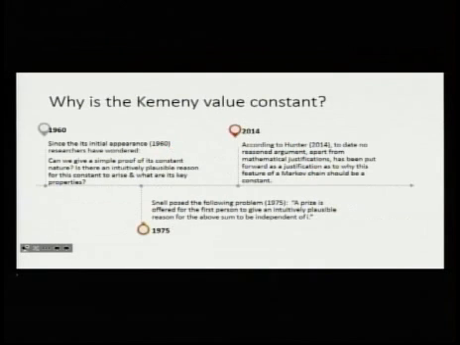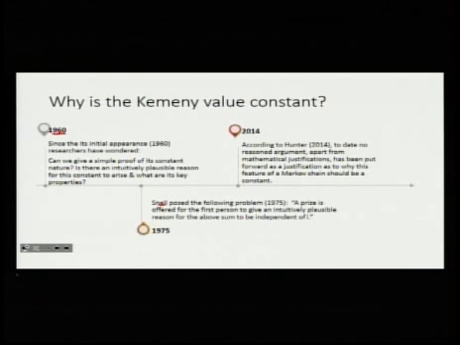All right, cool. So in 1960, Kemeny and Snell discovered this constant, and it just kind of fell out of the mathematics. They didn't really have an interpretation for it, and they weren't really able to explain it. Then 15 years later, one of the authors, Snell, posed the following problem. He said, a prize is offered for the first person to give an intuitively plausible reason for the above sum to be independent of i. People didn't know, well, why is this Kemeny value constant?